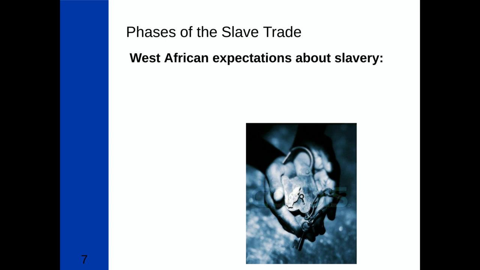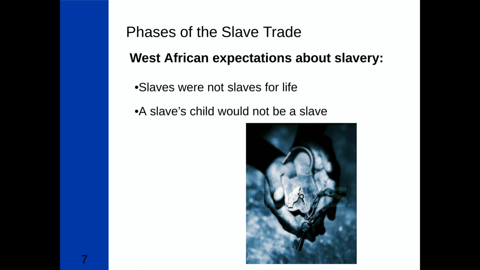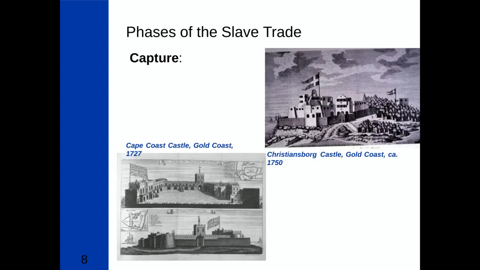So, what were the West African expectations about slavery? That slaves were not slaves for life at first, and that a slave's child would not be a slave. Now, we know that not to be the case when they got to the Americas, but in most cases, this is how they thought, that these people were not going to be slaves forever. Again, these are showing some of the forts that were along the coast of Africa. These forts were where a lot of these slaves were brought to and then eventually sold off.